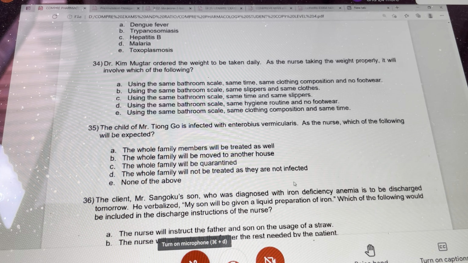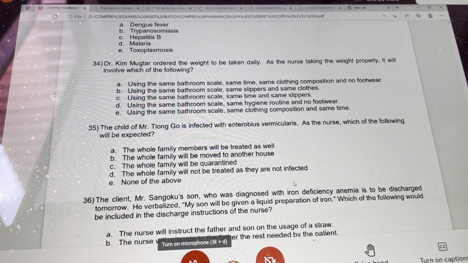Number 34. Dr. Kim Mukhtar ordered the weight to be taken daily. As the nurse takes the weight properly, it will involve which of the following? Wait. Okay, what are the important details that you should know if you are supposed to weigh a patient? Is it A, B, C, D, or E? 5 pala yun.